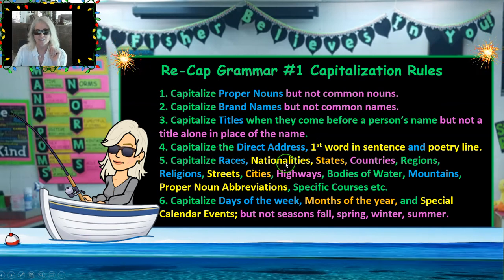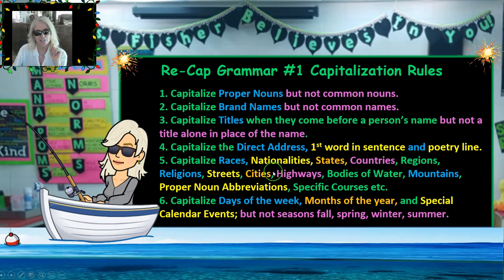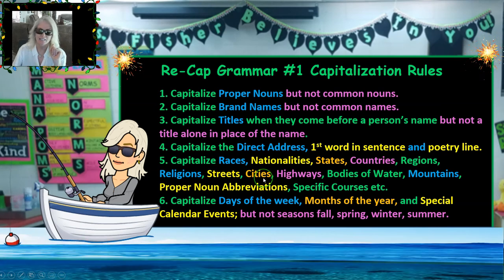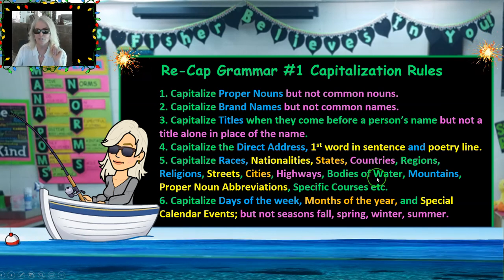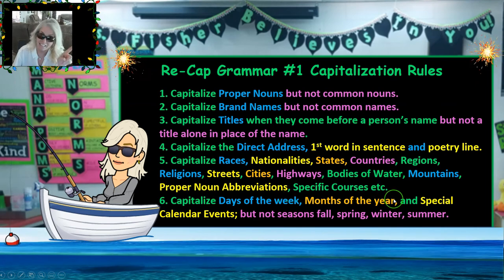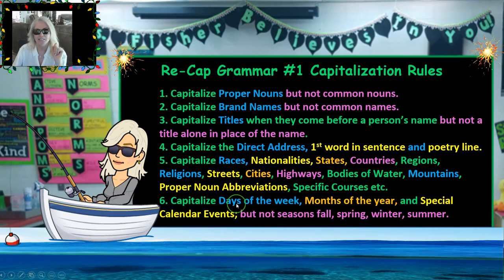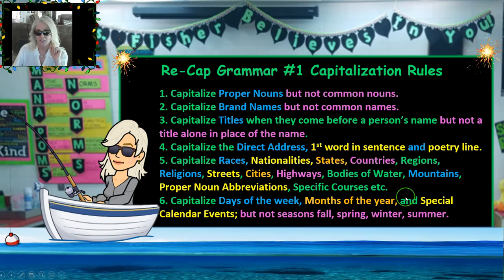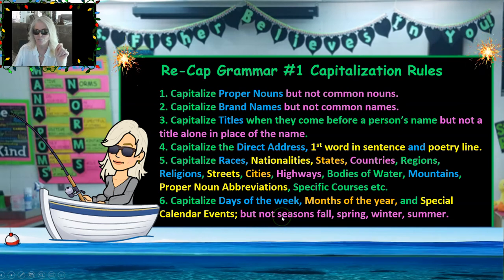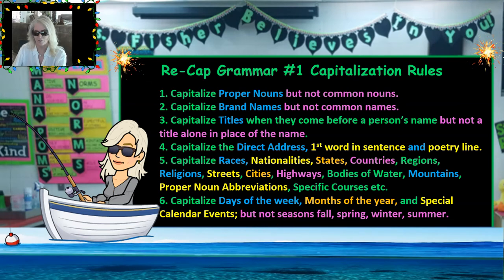We capitalize races, nationalities, states, countries, regions, religions, cities, streets, highways, bodies of water, mountains, proper noun abbreviations, specific courses, languages. We capitalize days of the week, months of the year, and special calendar events, but we do not capitalize spring, fall, winter, and summer.